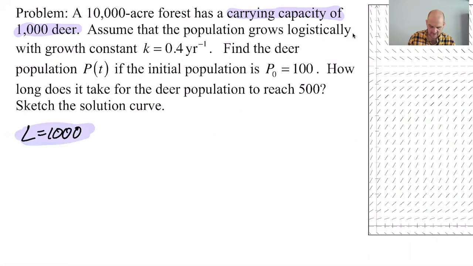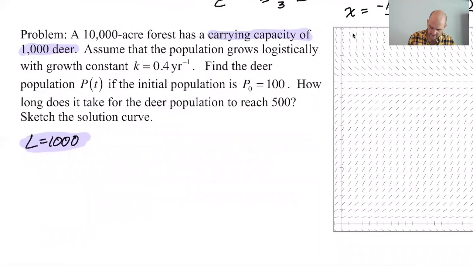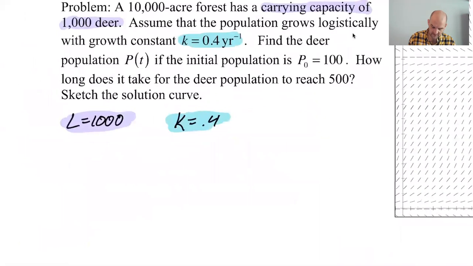Assume the population grows logistically with growth constant K, which has weird units. So it's like 0.4 per year, because you're going to then multiply. If this is in years, then the units need to cancel, which means that this must be per year, so that you can do years over years and have those cancel out. So the units are pretty weird for those sorts of constants. It's growing by like 0.4 per year. That's it. So K equals 0.4. I don't spend a lot of time thinking about those units, but every time I do, I think that's weird.